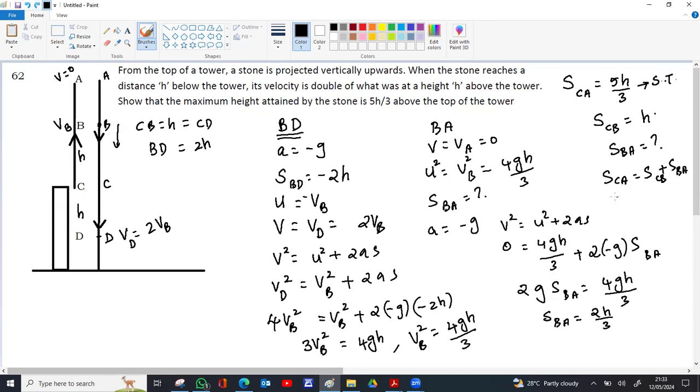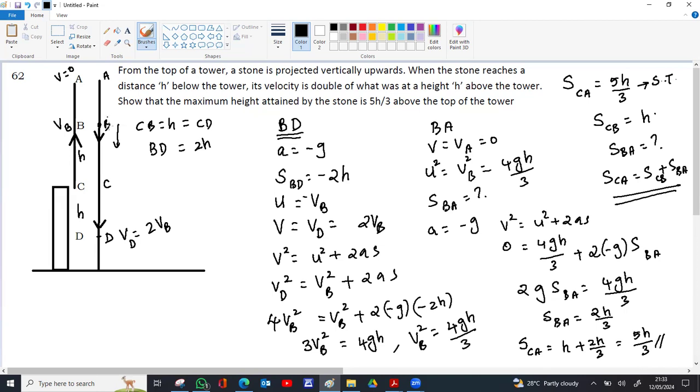Our aim is to find SCA. So SCA, as already discussed, is SCB plus SBA, the total maximum height. SCB is already given as h, plus SBA, which we calculated as 2h by 3. If we add these with 3 as common denominator, we get 5h by 3.